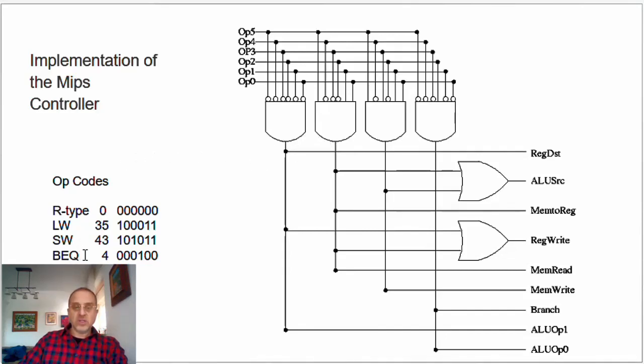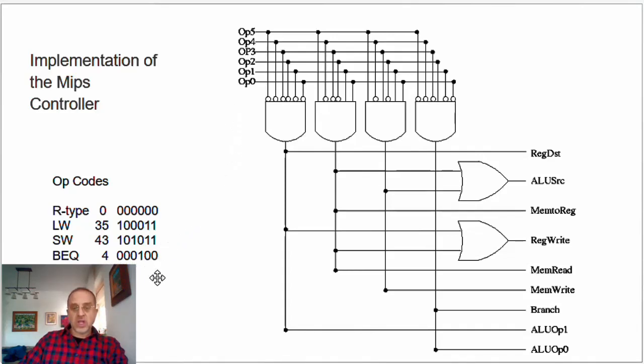And you see here, for example, the opcode for an R type is 0, which would be represented as 6 zeros. And here's the opcode for load word, 35, which would be represented by 100011, etc. So store word would be 43, and BEQ would be 4, which are represented this way.